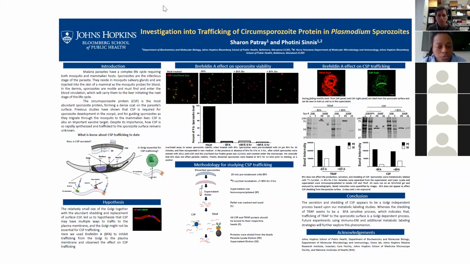And when TRAP shedding occurs, it's a cleavage event. The protein is cleaved from the C-terminus end away from the parasite, and that is represented in a smaller molecular weight band. I've labeled SE, and when we add the inhibitor A, you see that SE band disappears, and we see a lot of TRAP in the PE band that's not being able to be trafficked out of the parasite.